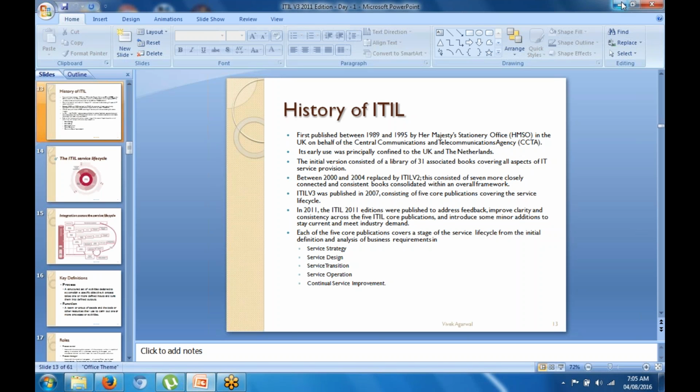So we have discussed yesterday the history of ITIL, and we have seen the five core publications, or the stages. When we want to offer something new as a product or as a service, we have seen the five stages of the ITIL life cycle: service strategy, service design, service transition, service operation, and continual service improvement. We will see today some RACI matrix, processes, and functions of ITIL.